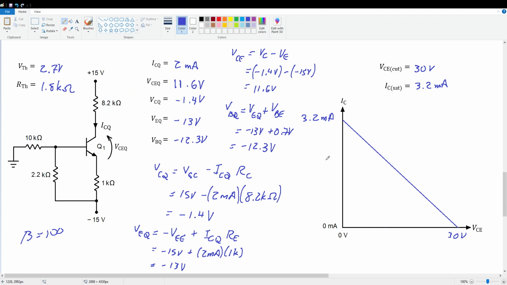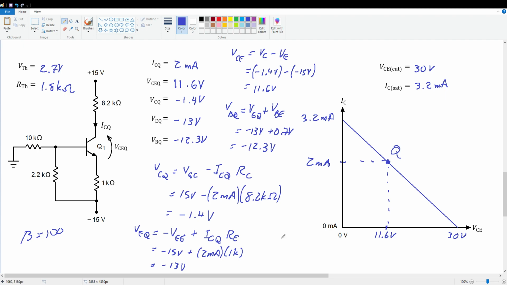All right, so finally, let me sketch my Q point. 2 milliamps and 11.6. That's roughly here. And is that a good stable Q point?